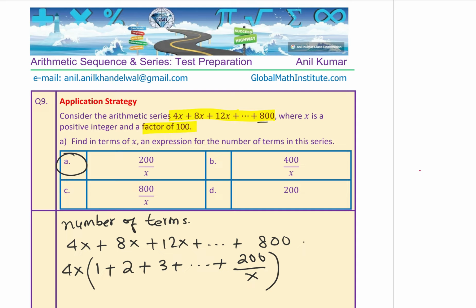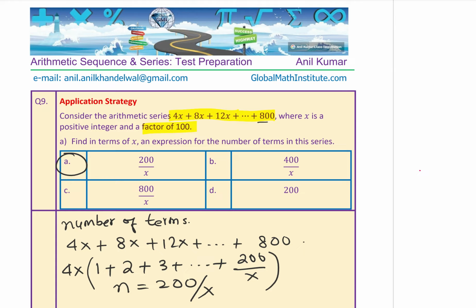First term is 1 in this case, right? We got 1, 2, 3, 4 to 200 over x. So the number of terms n basically is equal to 200 over x. Is that clear to you? So the total number of terms, n, is 200 over x.